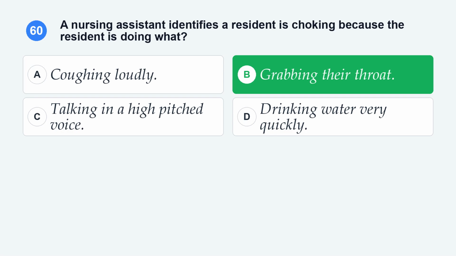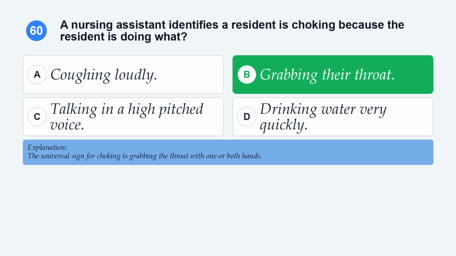The correct answer is option B, grabbing their throat. Explanation. The universal sign for choking is grabbing the throat with one or both hands.